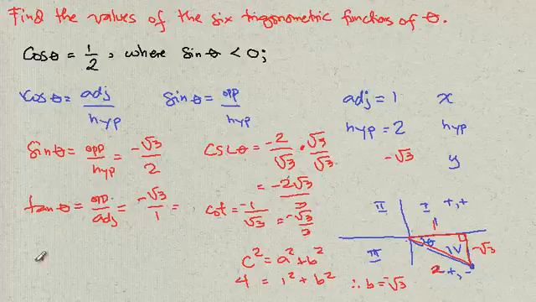And for cosine, it will be secant. Secant theta will then just be the reciprocal of 1/2, that's 2 over 1, or simply 2. And that's it. That's how you look for the six trigonometric functions. Thank you.